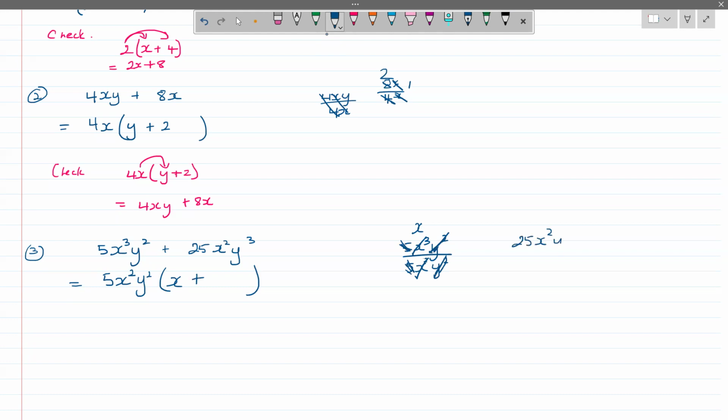25x squared y cubed. And we're saying 5x squared y squared into that. So 5 into 25 will give us 5. The x squares will cancel off completely. Y squared into y cubed will leave one y. So I'm going to get 5y here. Yeah, everybody right with that?